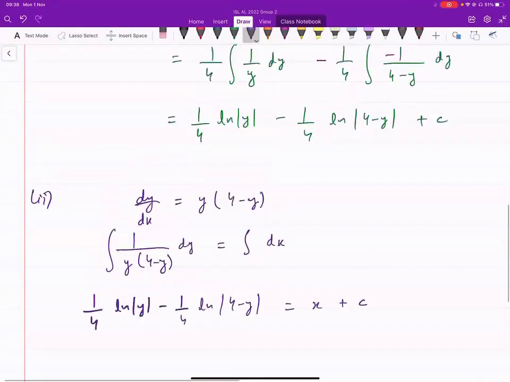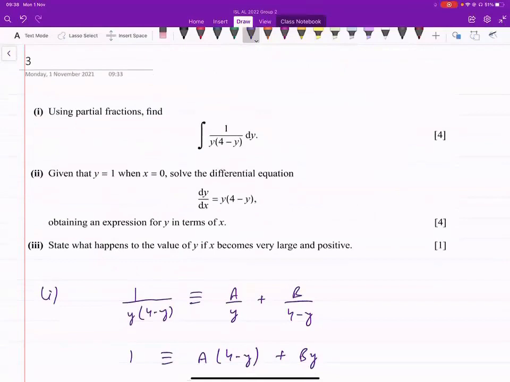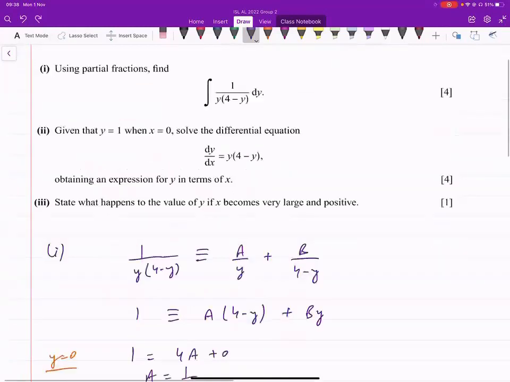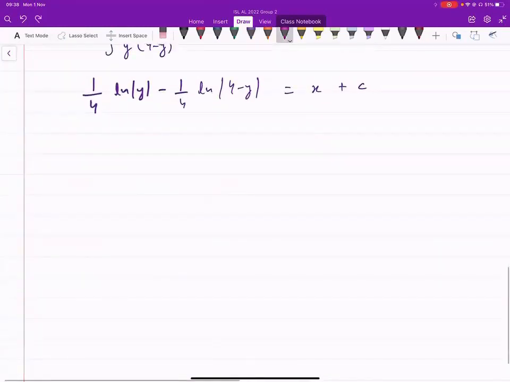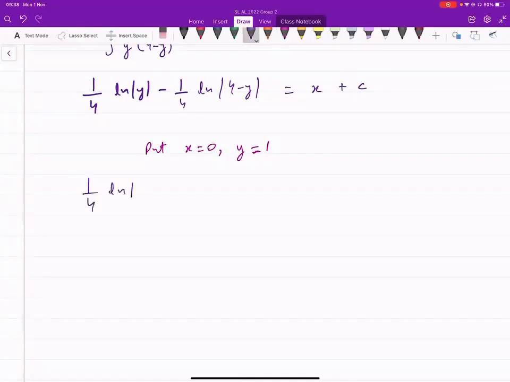अब क्या करना है हमें? We need y in terms of x. We are given this point: when x is 0, y is 1. वो point input कर देते हैं उसके अंदर. Let's put x equals 0 and y equals 1, and that's given to find the value of c. We get 1 over 4 into ln of 1 minus 1 over 4 into ln of 4 minus 1, that equals 0 plus c.